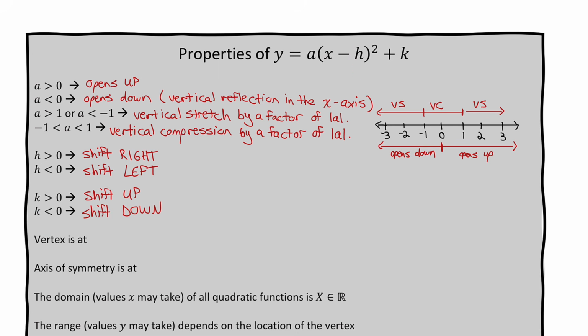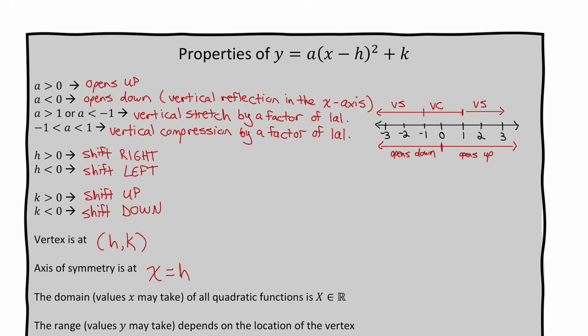And because h and k are what cause the parabola to shift left and right, up and down, that's going to change the location of the vertex. The vertex is always going to be at h, k. The h value becomes the x coordinate of the vertex, and the k value becomes the y coordinate of the vertex. And then the axis of symmetry is always going to be at x equals the x coordinate of the vertex, which is h.